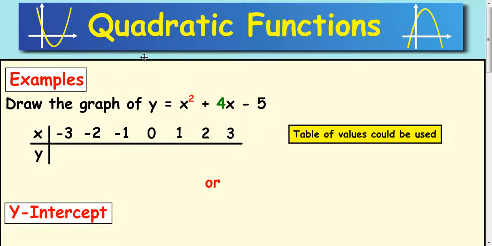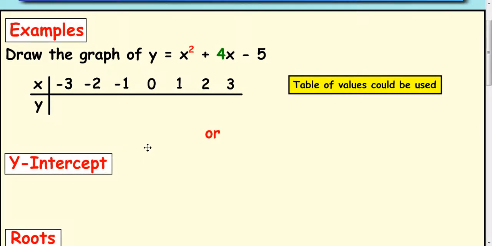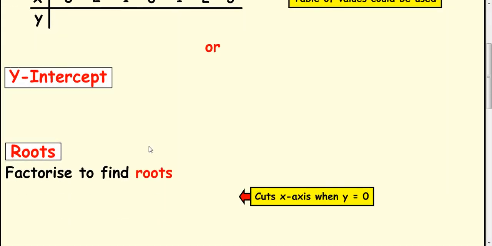First lesson we're going to look at really is how to sketch the graph. Now we could do a table of values, but we're not going to do that here. We're going to use a more mathematical approach by using algebra. So the main things we're looking for here are the y-intercept and where it cuts the x-axis.